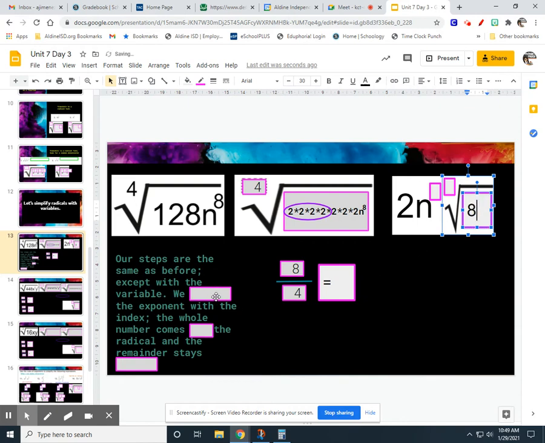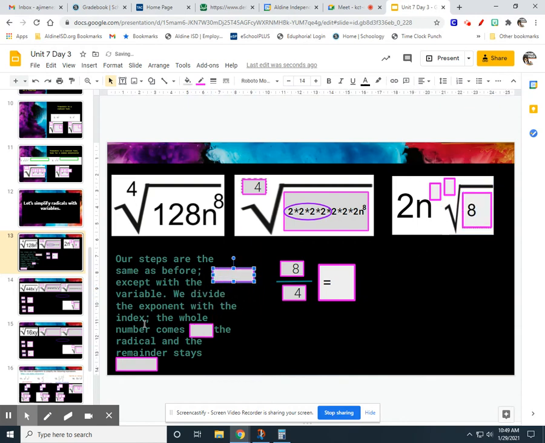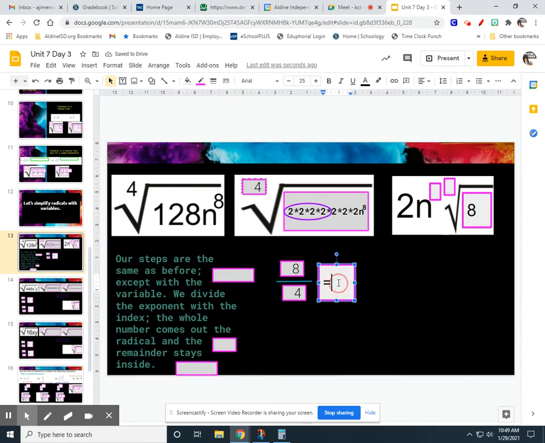Now to do the variable, we have to divide the exponent with the index, and the whole number comes out of the radical, the remainder stays inside. So 4 goes into 8 2 times. That means I have 0 remainder. Okay? That means that there is no variable inside of the radical. It's only the 8.